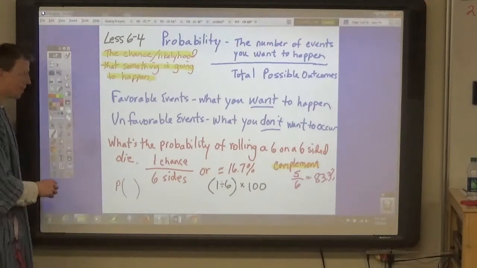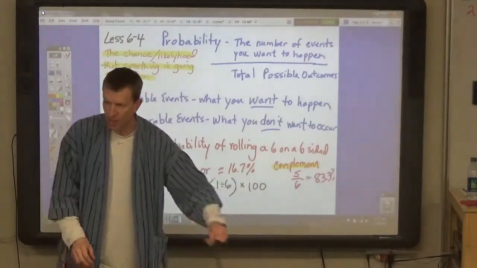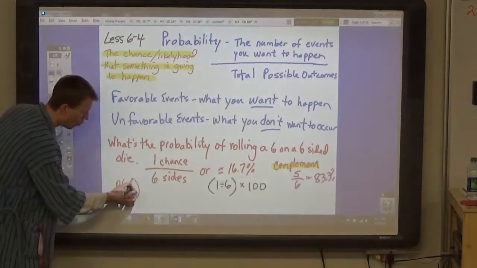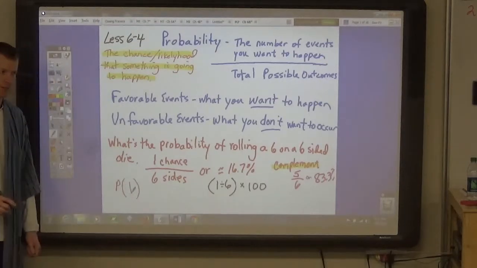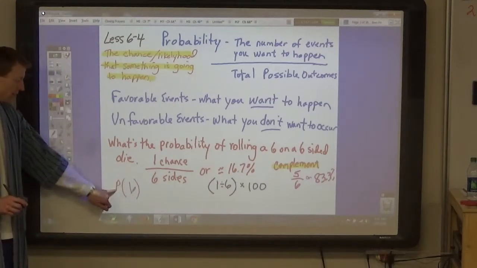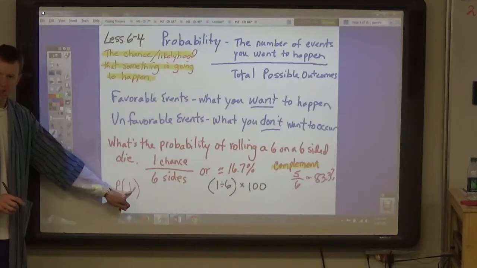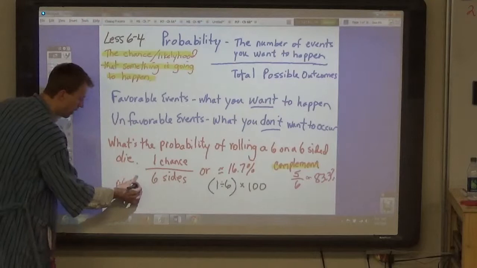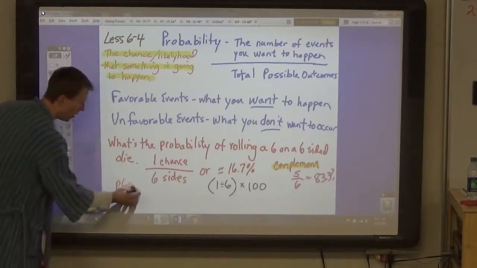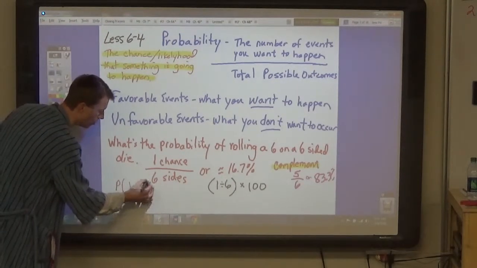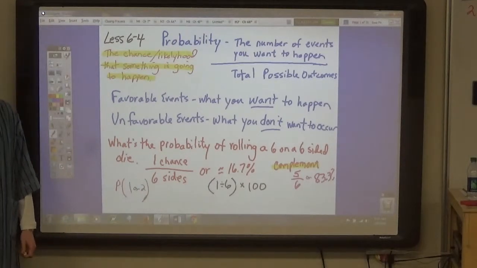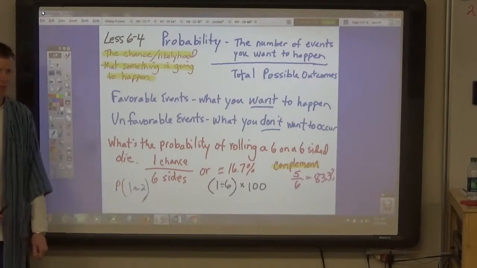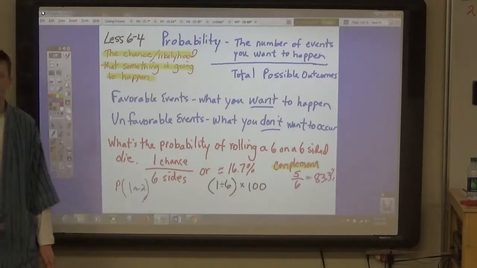Okay? Now, this is written like this: the probability of a 1, with a 1 in there. You read this as the probability of 1. Okay? What if it said, what is the probability of rolling a 1 or a 2? What is the chance of rolling a 1 or a 2?